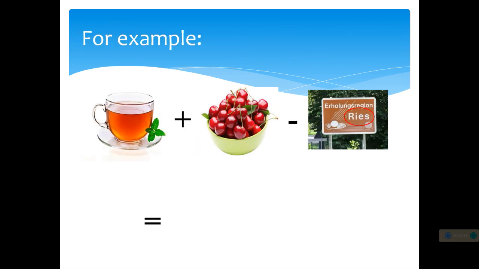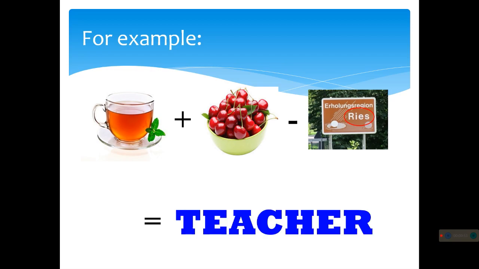For example, I have here the picture of a tea plus cherries minus RIES or RIS. So you are going to solve that. What should it be? Correct. So your picture said that it is a teacher. Again, because we have here tea, then plus cherries, wherein you are going to subtract RIS or RIES. So therefore, you will be left with cher. So that's why we got teacher. Do you follow?